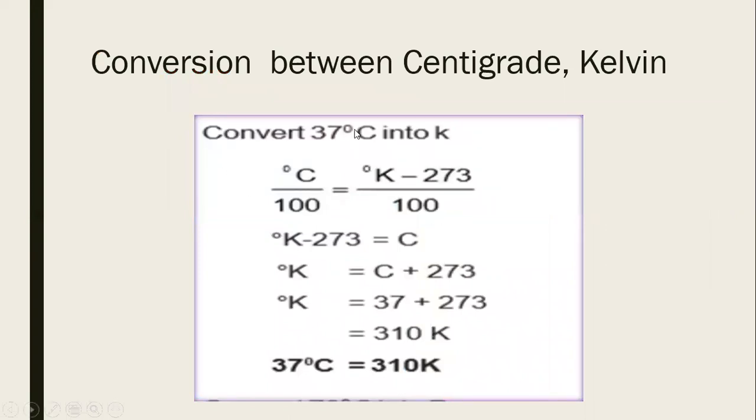Another problem: convert 37 degrees Celsius into Kelvin. You have to use this equation: C by 100 is equal to K minus 273 divided by 100, and you have to find the K value. C is given. K minus 273 is equal to C by 100 into 100, so the 100 will cancel. So Kelvin equals C plus 273, with 273 going to the right side. So 37 plus 273 is equal to 310 Kelvin. Okay, 37 degrees Celsius is equal to 310 Kelvin.